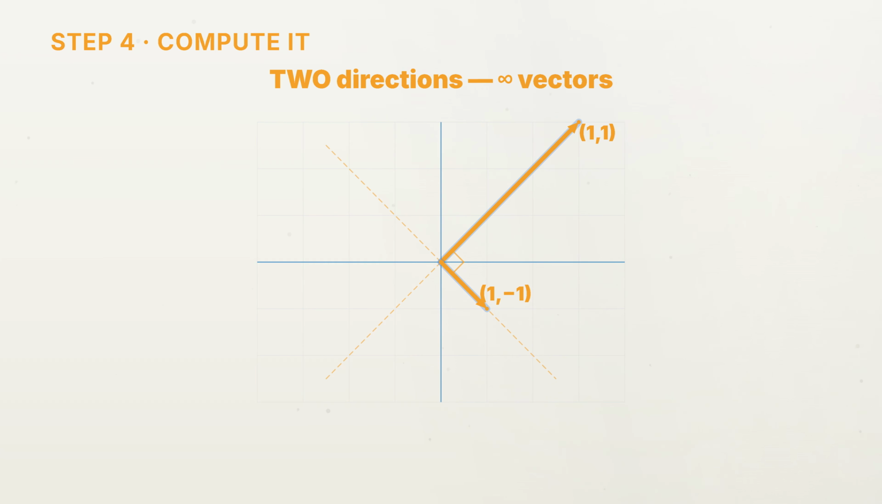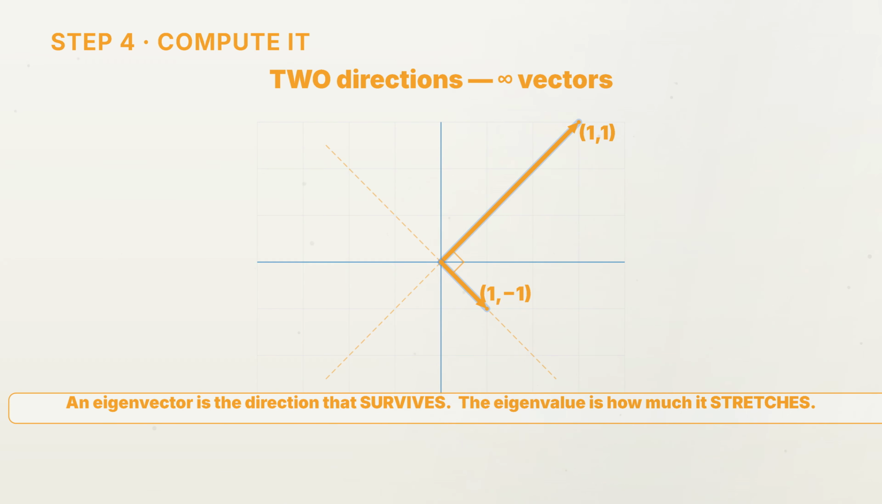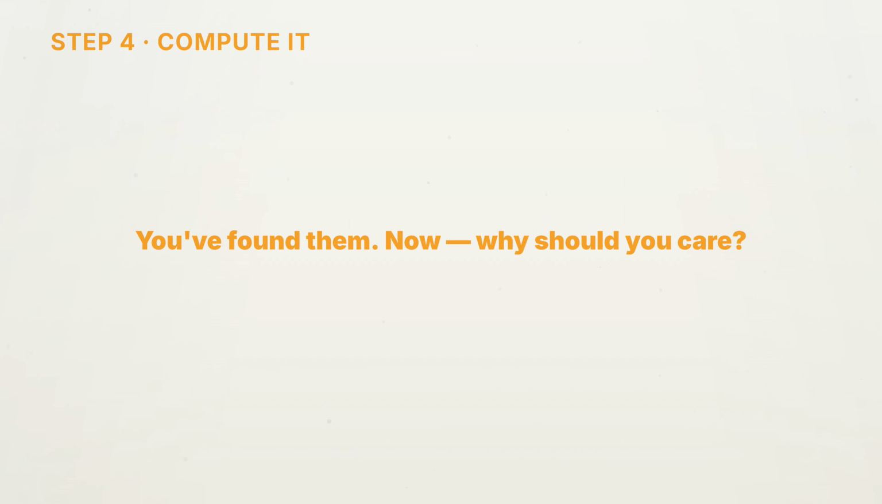On the plane, 1, negative 1 keeps its length. 1, 1 triples. And look, they're perpendicular. Two directions, infinitely many vectors. That's the answer to the opening question. And here's the whole idea in one sentence. An eigenvector is the direction that survives, and the eigenvalue is how much it stretches. Stay tuned at the end. There's a one-line shortcut linking eigenvalues to the determinant.